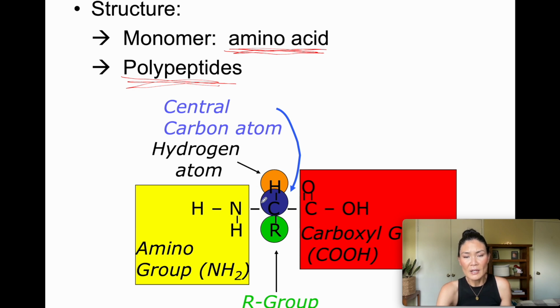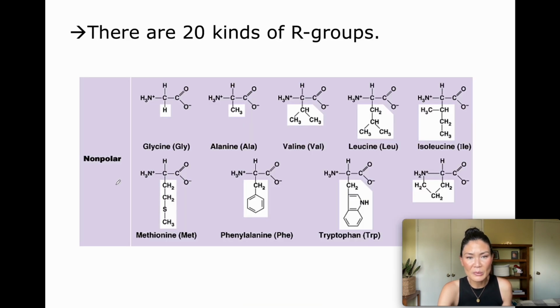All amino acids have the same basic structure. They all have an amino group. They all have a carboxyl group. They all have the central carbon atom, which is attached to a hydrogen atom. And then they all have a specific R group. This is the basic structure of an amino acid that makes up protein. When I said R group, there's actually 20 different kinds of R groups. There's 20 different kinds of amino acids based on the R group.